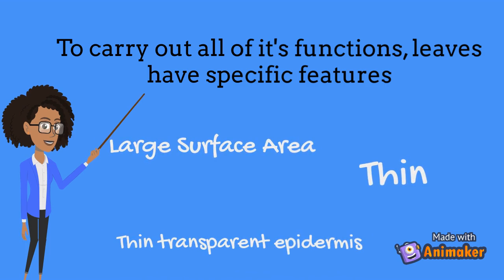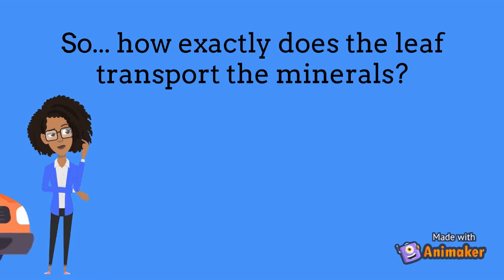Now let's talk about the features that a leaf has that enable it to carry out its functions. The three that you need to remember are large surface area, being thin, and thin transparent epidermis. Having a large surface area allows the leaf to absorb the maximum amount of light. Being thin means that the carbon dioxide only has a short distance to diffuse into the cell.